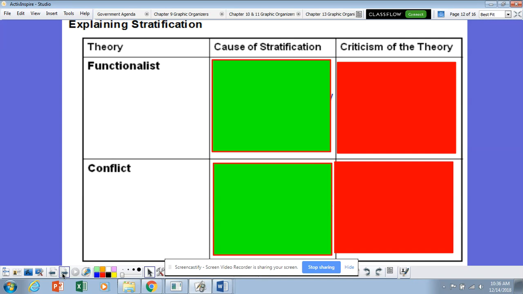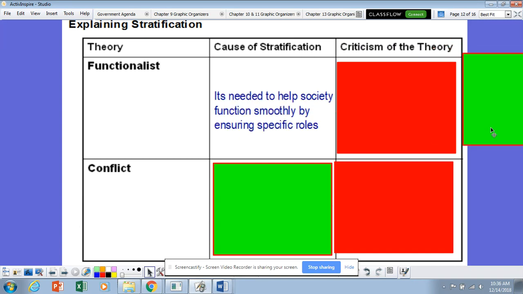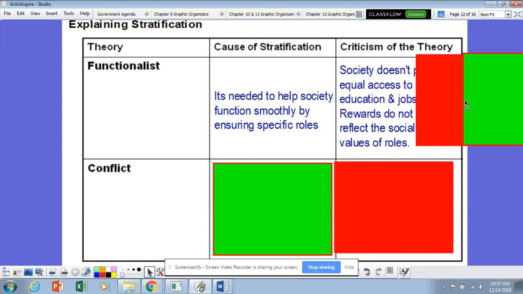And when we talk about our theories about stratification, we're going to focus basically on two, just the functionalist and conflict theory, and this is at the back of your packet of notes. Functionalists basically see the cause of stratification as the following: it's needed to help society function smoothly by ensuring that specific roles are fulfilled. Criticism of this theory: society doesn't provide equal access to education and jobs, according to the critics. Rewards do not always reflect the social values of certain roles. Certain roles may be very valuable to society, but the wages may not necessarily be the best.